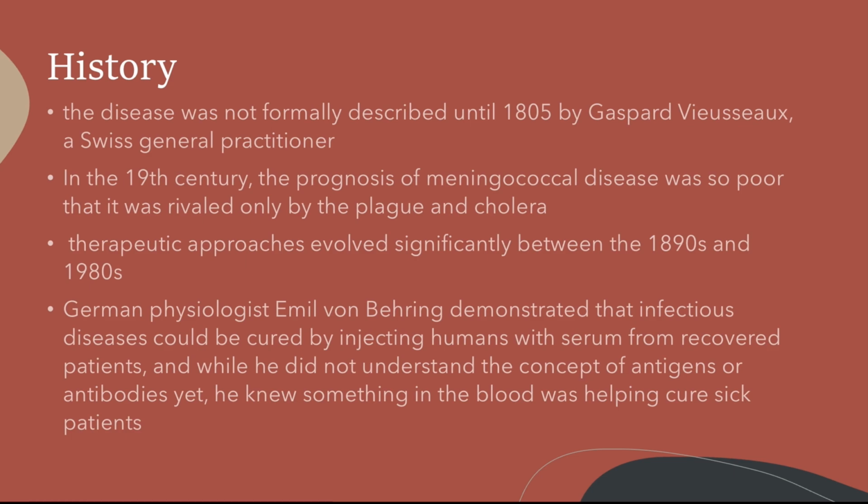There also was a German physiologist named Emil von Behring, and he found that this disease could be cured by injecting humans with serum that they recovered from patients, but they did not understand the concept of antigens or antibodies. They just knew that something in the blood was helping cure this disease, and that was a start.